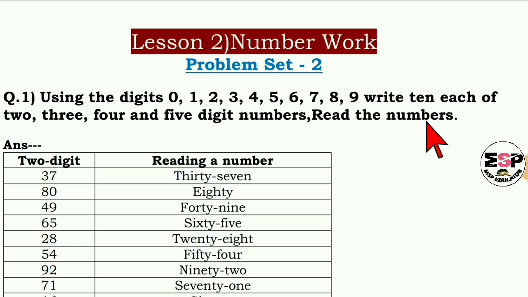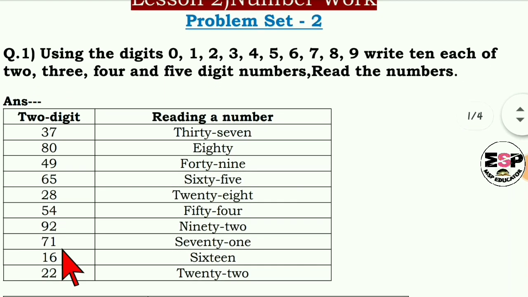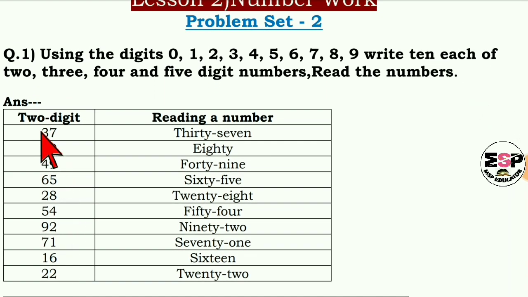Now see here, the first column is of 2-digit numbers and the second column is reading a number, or how to write the number. Okay, so here I form 10 numbers by taking any 2 digits from these 10 digits. So the first number is 37. So how to read it? 37. As the unit place and tens place we are reading together, that's why it will be 37.